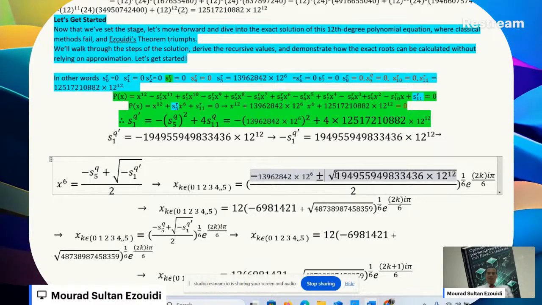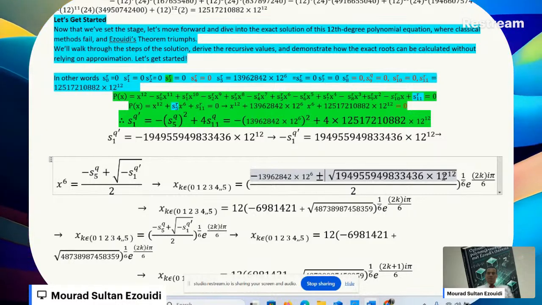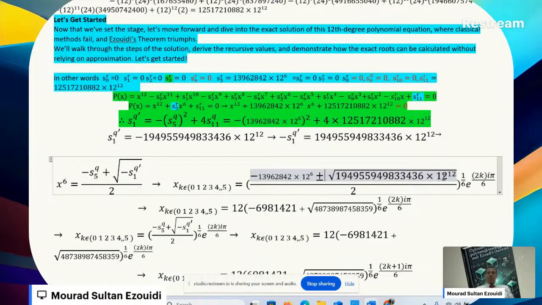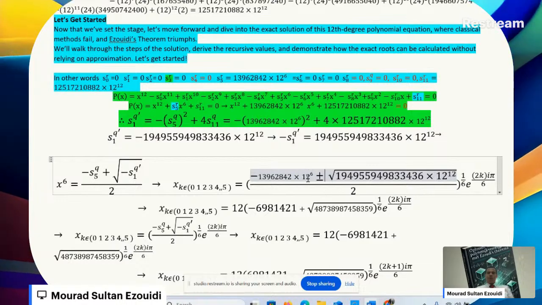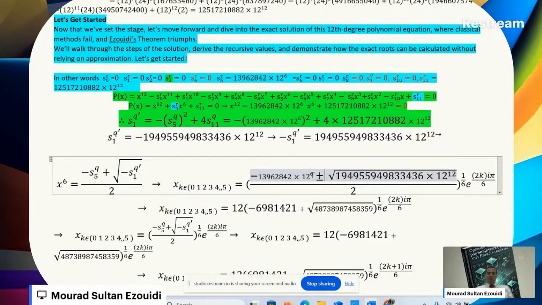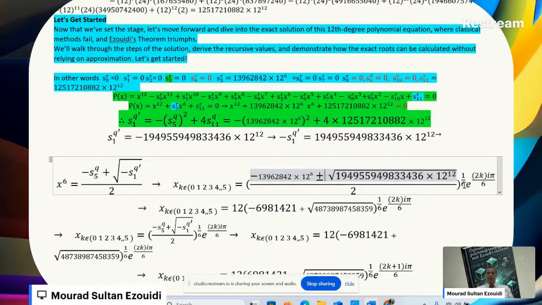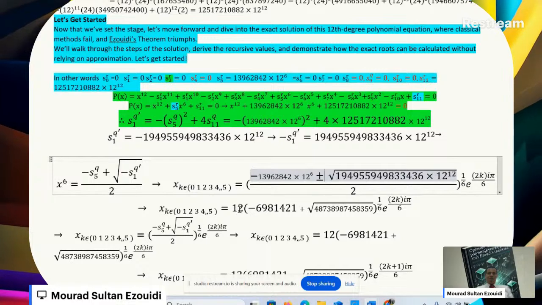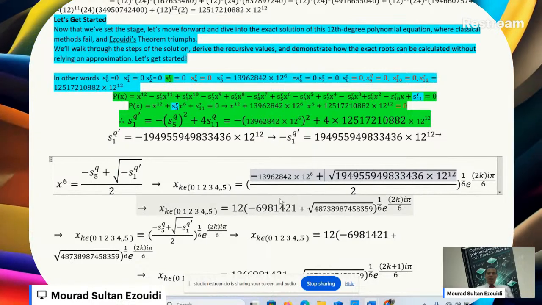So I will divide this number. You can see this is 12 raised to the power 12 raised to the power 0.5. I'm going to write 12 raised to the power 6 as a common factor, raised to the power 1 over 6, which is written here as 12 immediately.